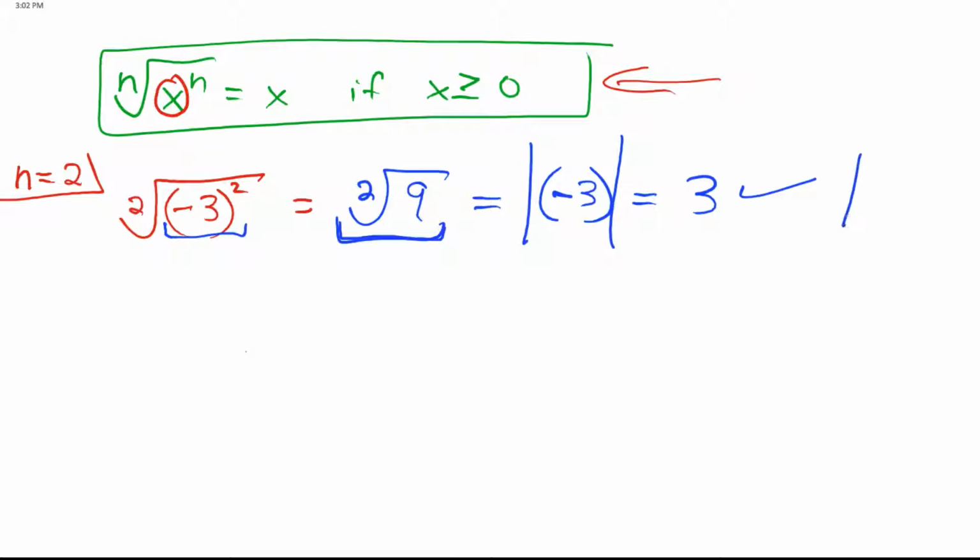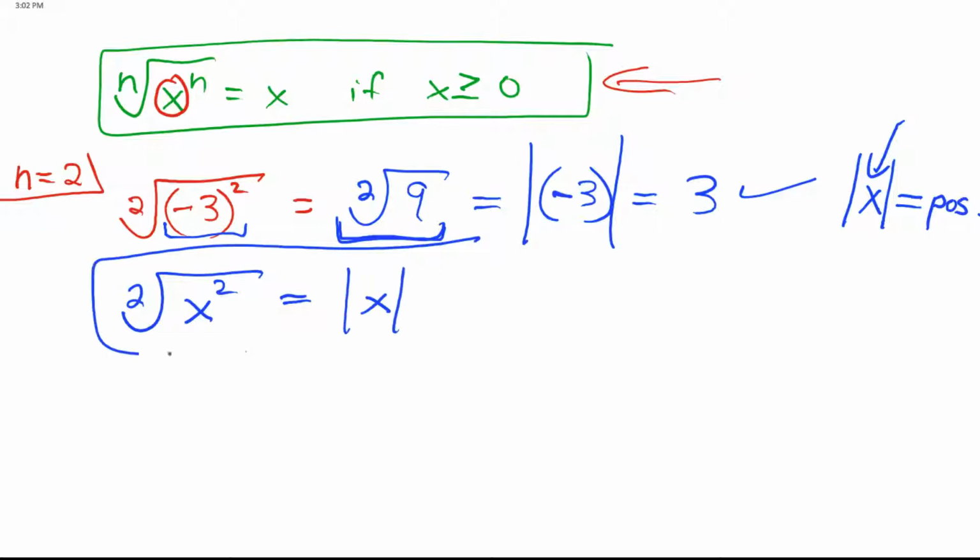Remember, absolute value just means that the number that goes in, whether positive or negative, comes out positive. All right? So in general, the square root of any value of x squared is not going to be x, but it's going to be the absolute value of x. The same thing will happen whenever you have an even index.